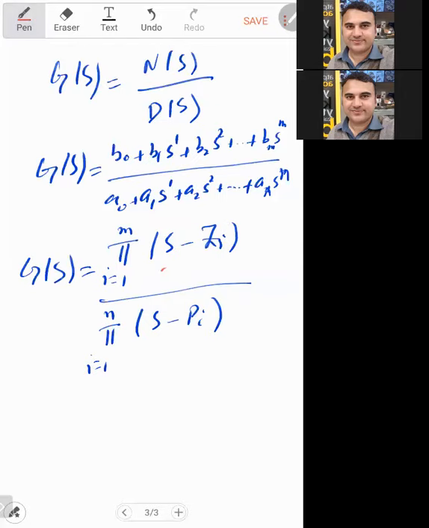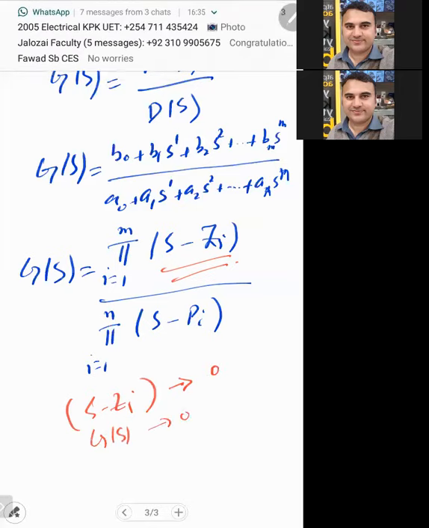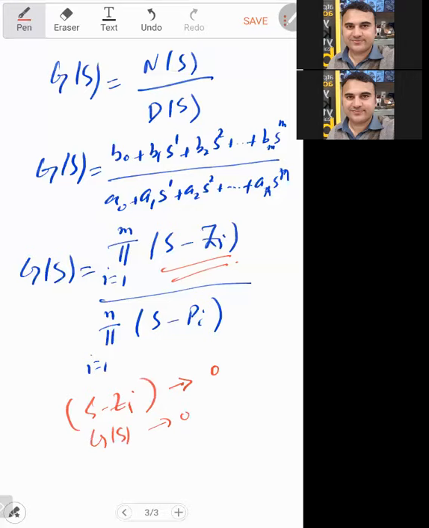For any value of s for which s minus zi becomes equal to 0, G of s also becomes equal to 0. Similarly, when s minus pi becomes equal to 0, then G of s goes to infinity. So we say that for any root of the denominator, the transfer function goes to infinity, and we call that root a pole of the transfer function. So these are the zeros and poles.